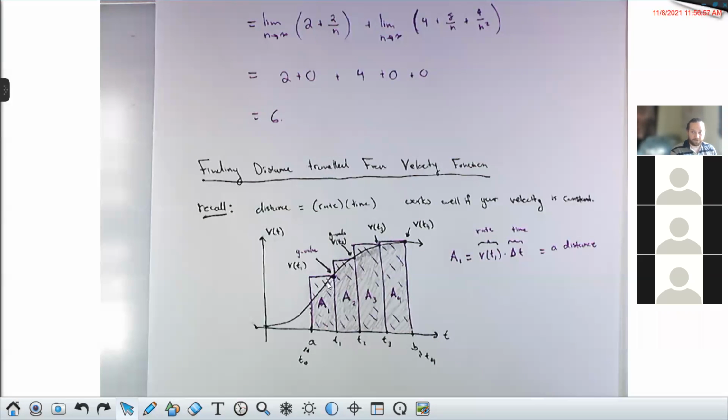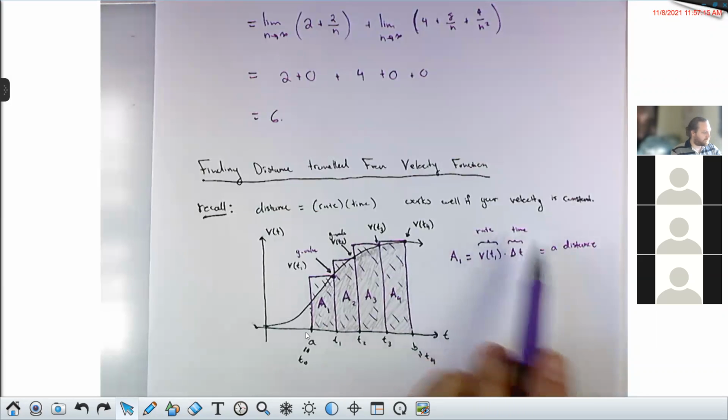Is that exactly the distance I covered? No, that would be the pencil shaded area in there. But is it a reasonable approximation? Sure, as reasonable as any of the other approximations we've been doing.